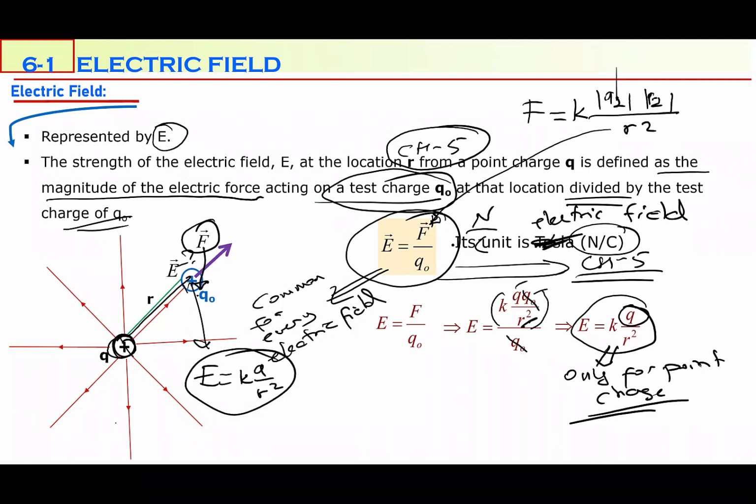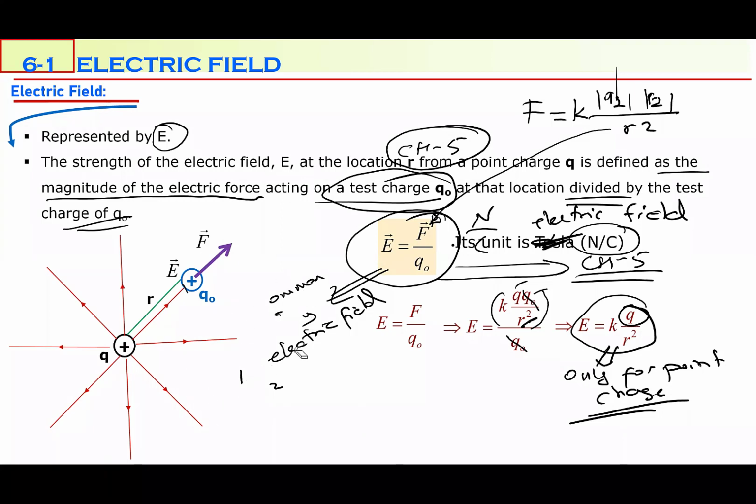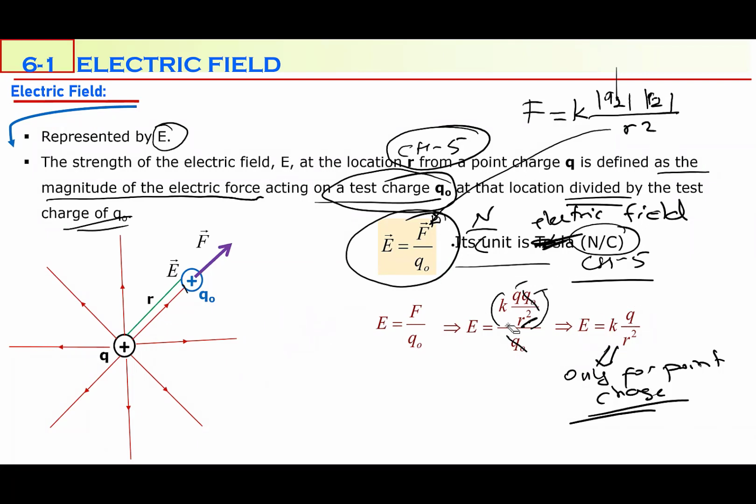Teacher, do we find the strength of the electric field of Q or the test charge? It is for Q. Q produces an electric field here, but to understand how strong this electric field is, you should locate a test charge here for testing. Then you calculate how much electric field is produced by the Q. Okay, thank you.